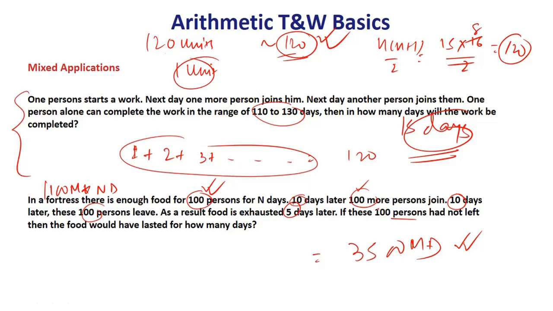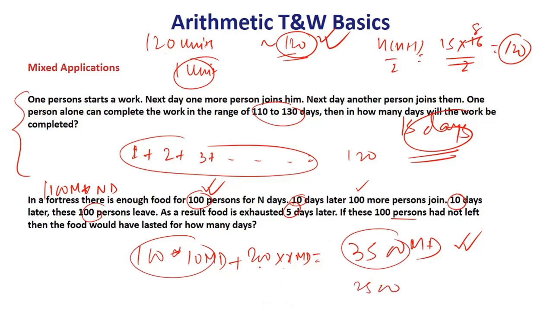Now the initial 100 people that we have, in the first 10 days will consume 100 into 10 man days. Now after 10 days you will have 200 people, and the other 100 are not leaving, so 200 men into x man days. That should be equal to the amount of food, 3500. So this is 1000, this is 3500, so this becomes 2500, and you have 200 into x, so you just cancel it, so x becomes 12.5 days. I hope this is clear to you.